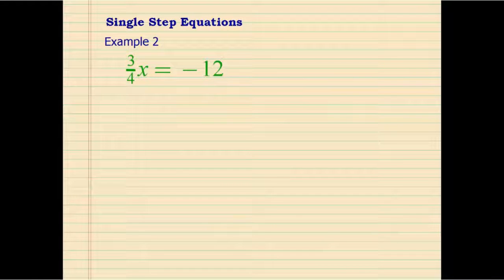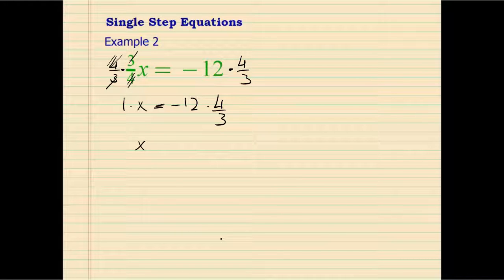Here's a second example. In this example, we need to leave the variable alone by getting rid of the fraction 3/4. One way to get rid of a fraction is to multiply it by its reciprocal. So the reciprocal of 3/4 is 4 over 3. So if we multiply each side of the equation by 4 over 3, then these will simplify, these will also simplify, and we will have 1 times x is equal to negative 12 times 4 over 3. Now 1 times x is x.